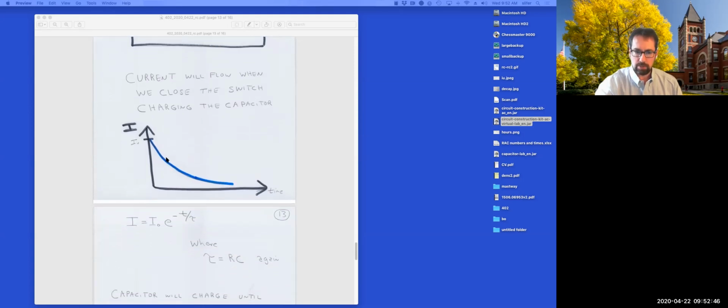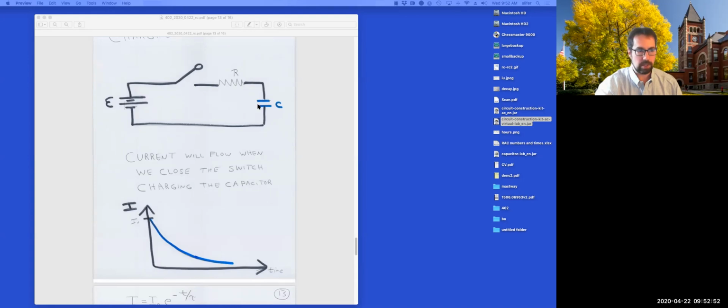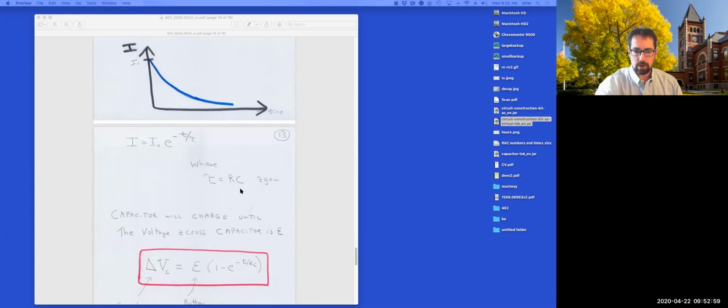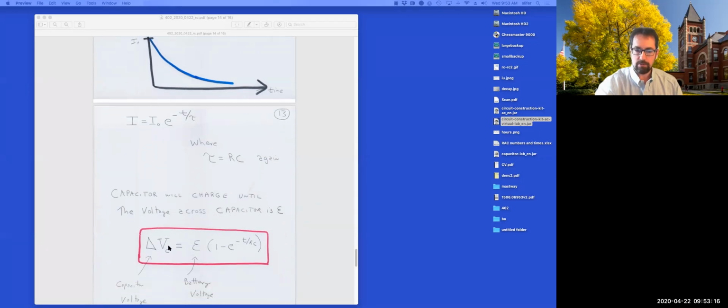So this behavior, again, is the same exact equation, and the tau is exactly the same. If I know this R and I know this C, then I know the time constant. So the capacitor will charge until, this is the tricky part, and looping back, Francis, thank you for your patience on this. You asked me this maybe 10 minutes ago. Why does the voltage increase? Well, the capacitor will charge until the voltage matches the battery voltage. And the equation for this is this.